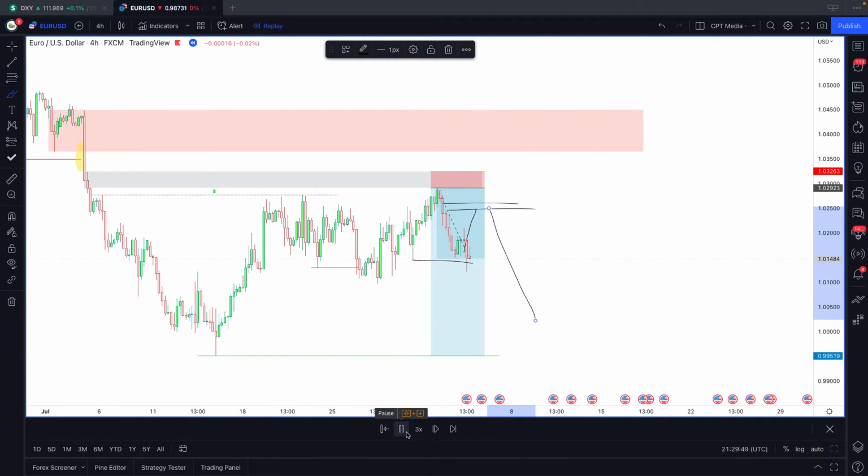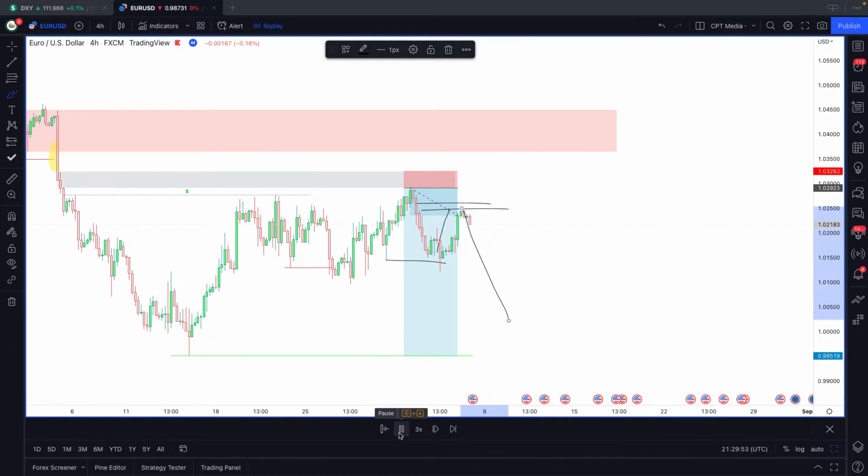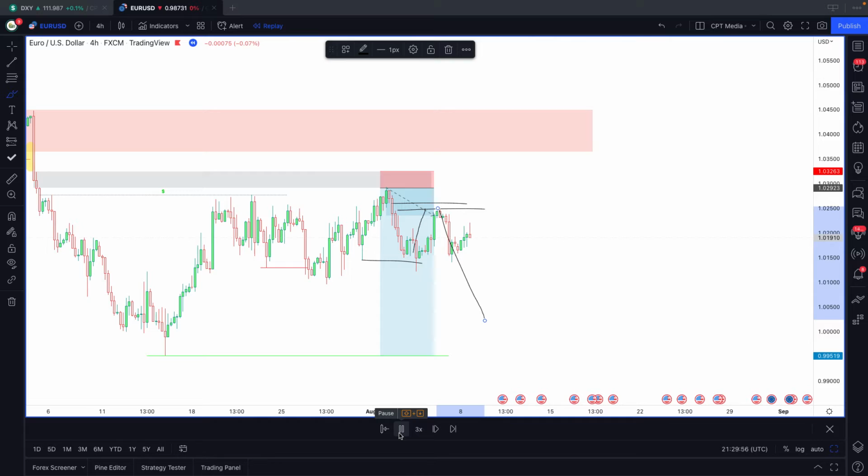And then what would price do? Right, look, it creates that breaker structure, comes right back up, right, again, ranging.